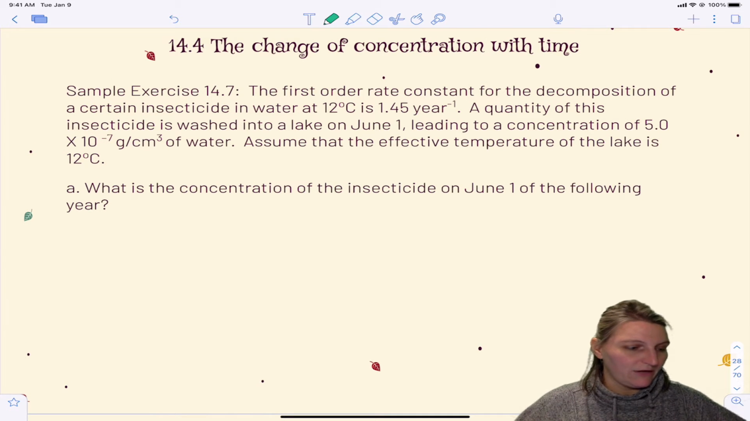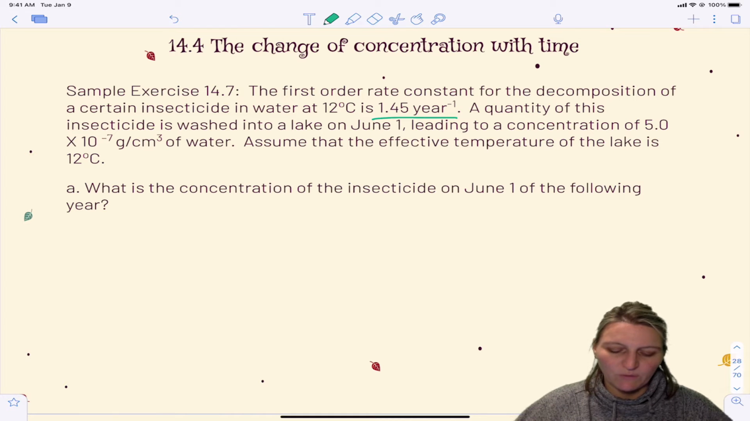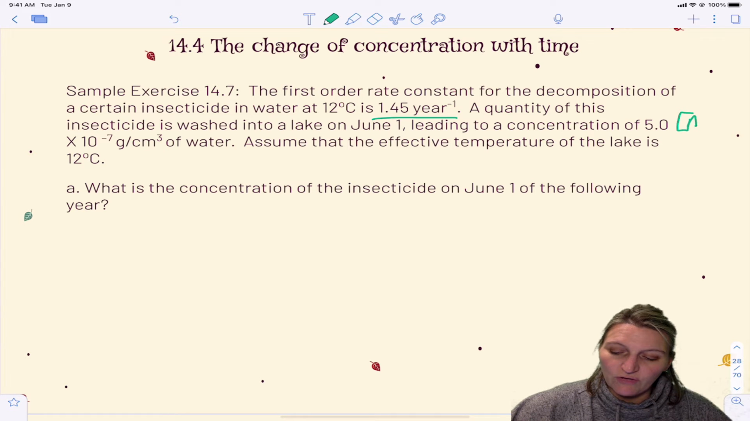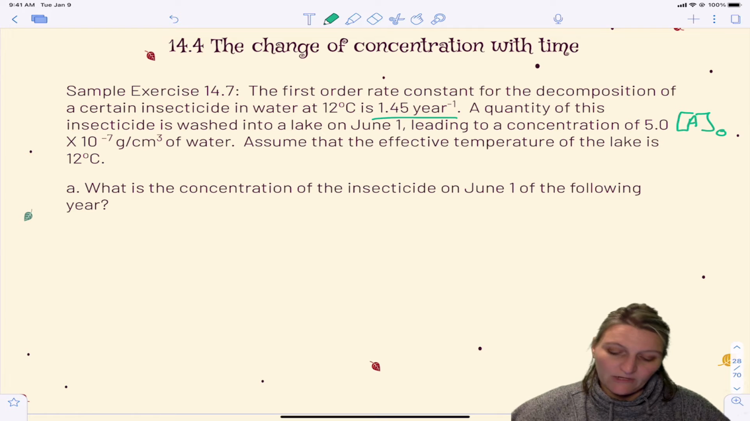Make sure you have a calculator handy. So the first question says the first order rate constant for the decomposition of a certain insecticide in water was 1.45 inverse years. A quantity of this insecticide is washed into the lake on June 1st, leading to a concentration of 5.0 times 10 to the negative 7 grams per centimeter cubed of water. So this is my concentration at time 0, right? That's my initial concentration. Assume the effective temperature is 12 degrees Celsius.